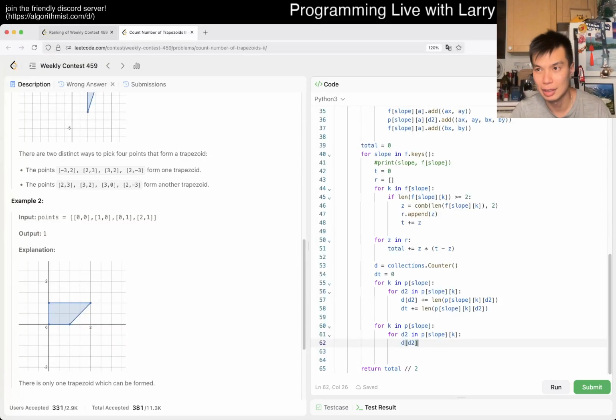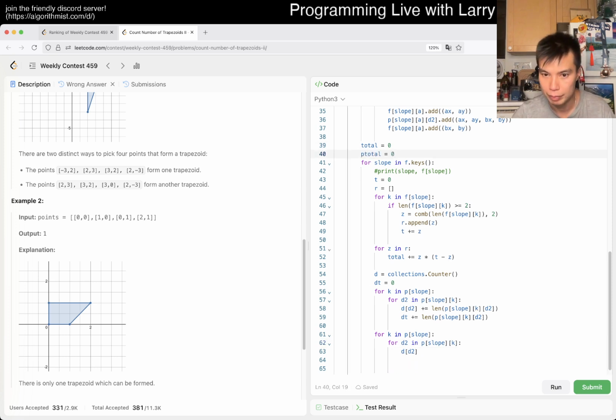Okay, so then we want to subtract out, for the slope and k, this with all the other possible ones of the same distance to calculate for the parallelogram, right? So maybe p total is equal to 0. Then p total we added by dt times dt minus this, maybe.